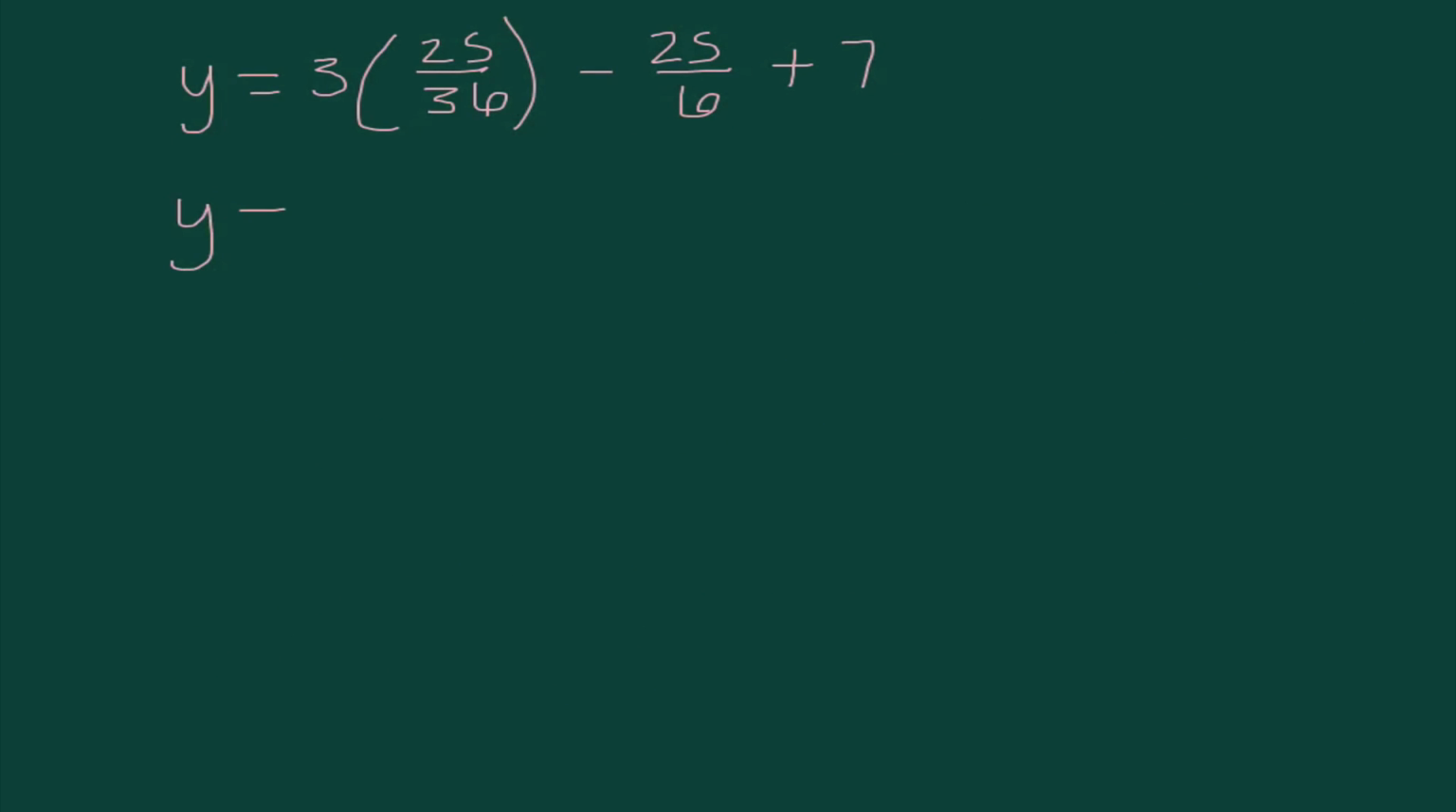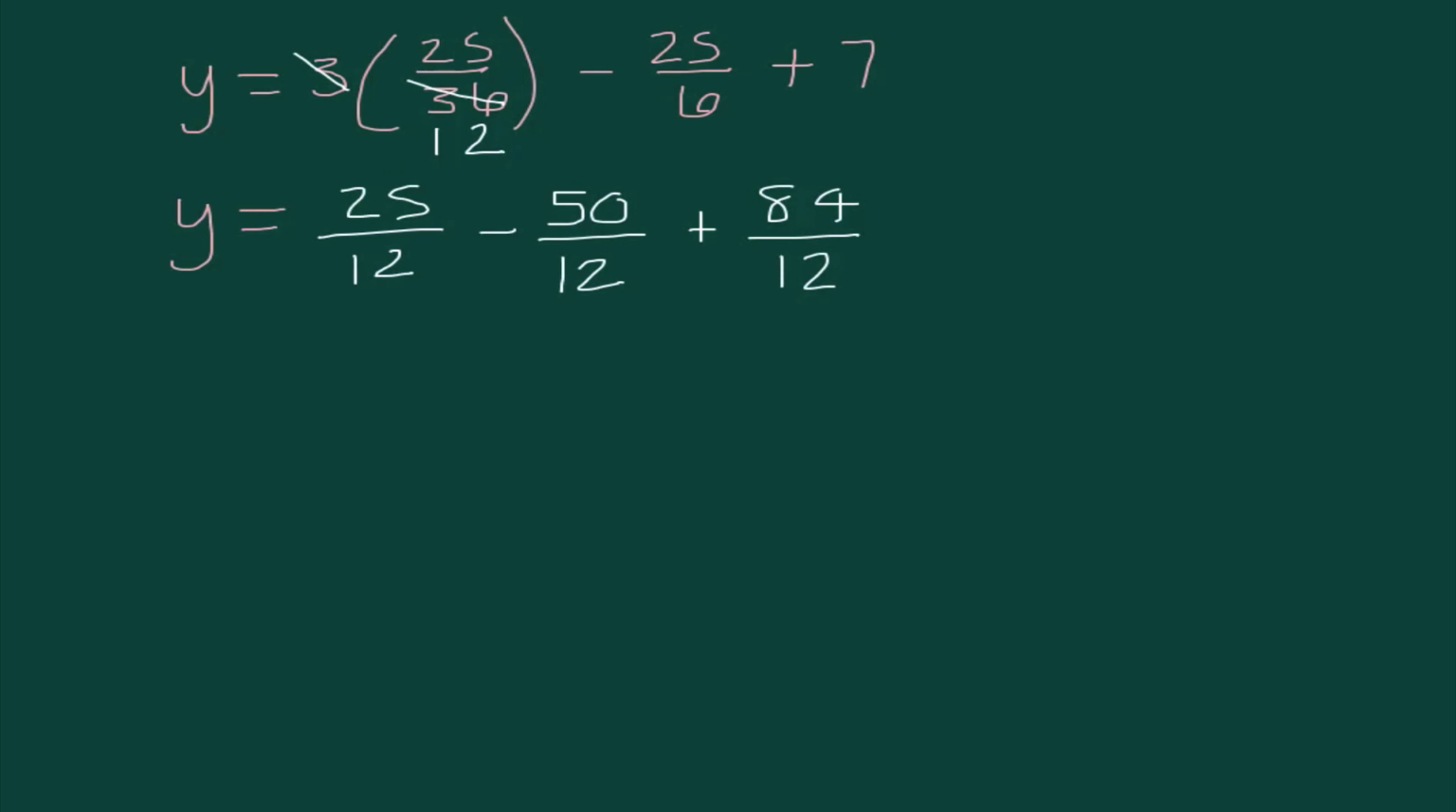I know that 3 goes into 36 12 times, so this is really like 25 over 12. I'm foreseeing I need a common denominator, so I'm going to make 25 over 6 into 50 twelfths plus 84 over 12. We love fractions, so we know that we just need to keep our denominator the same and combine our numerators. So I have negative 25 plus 84, which is 59.